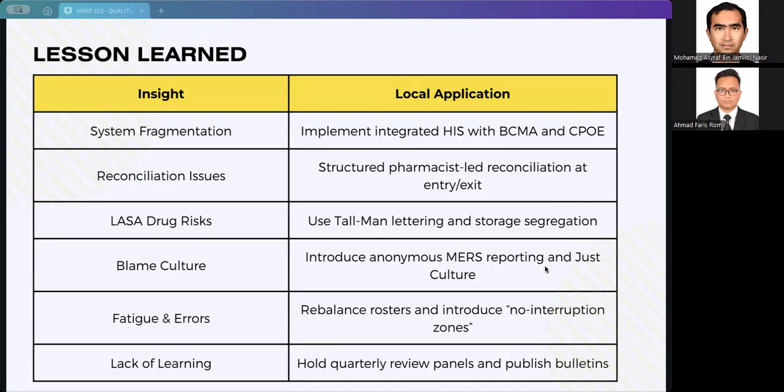And in regards to the blame culture, as we mentioned earlier, we would introduce anonymous reporting and also a non-penalized culture. In regards to fatigue and errors, we would rebalance rosters and introduce a no interruption zone, especially during medication distribution. And in terms of lack of learning, we would hold quarterly review panels and also publish monthly bulletins.